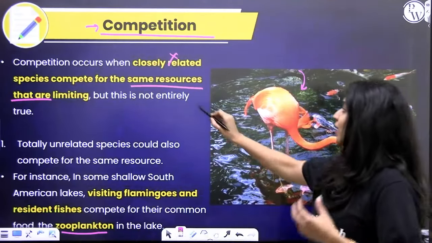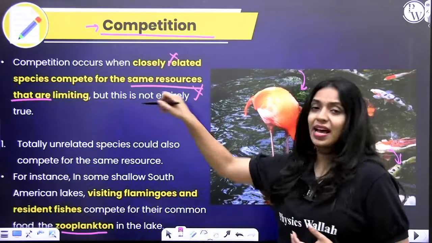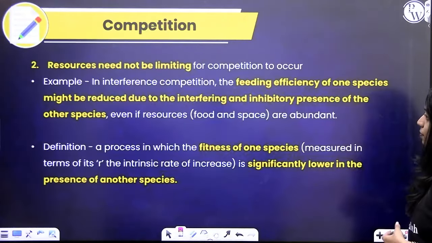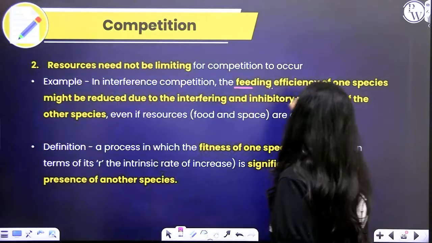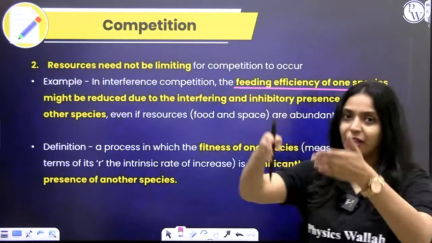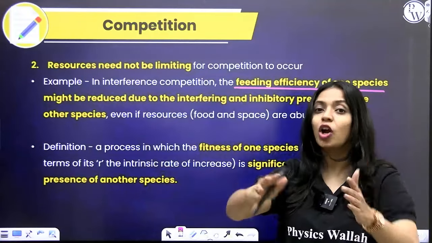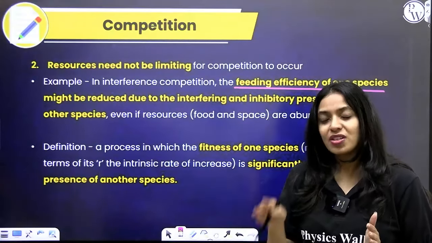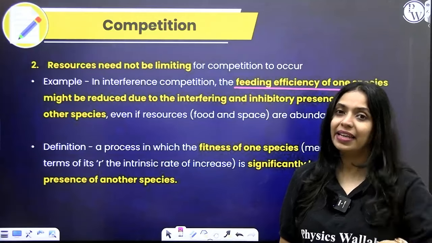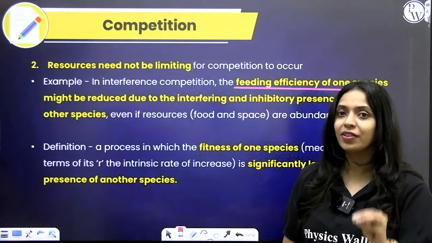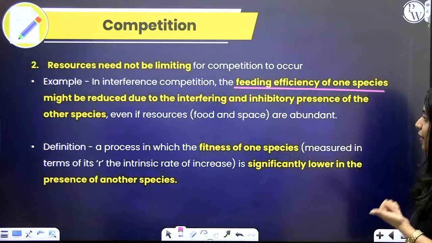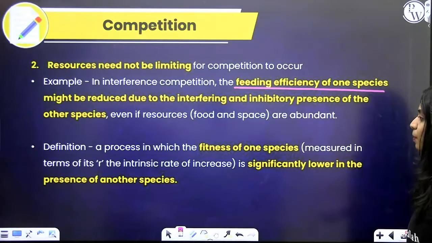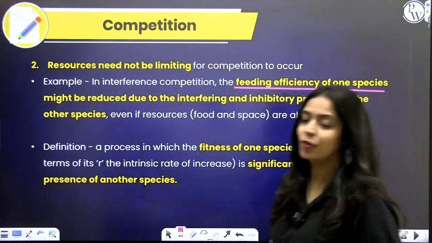It is also not necessary that the resource has to be limiting, right? Sometimes what happens is in interference competition, if there are two species competing for a resource that is abundant, not limiting, if one of the species is competitively superior, it can inhibit the competitively inferior species. So even then, competition will happen, even when food and space are abundant. So how do you define competition then?